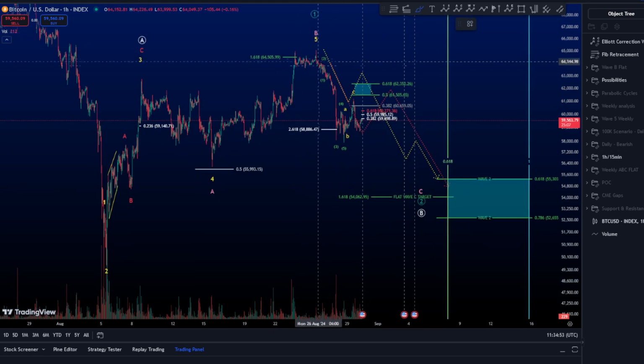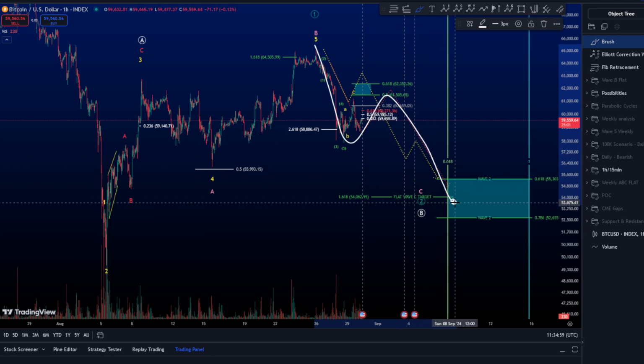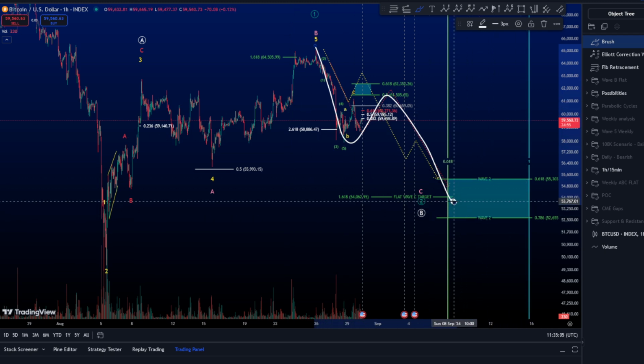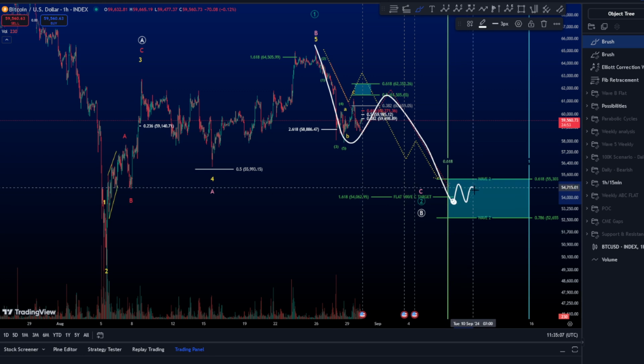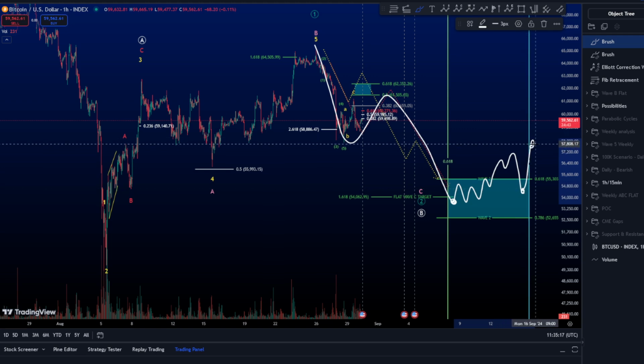If we see 3 waves down hitting the wave 2, then your bullish scenario is getting higher possibility, hitting the target. Of course, we have to wait for the range, wait for a clear 1, 2, 3, 4, 5, then go again 1, 2, and then goes up. And here I want to enter my trade.